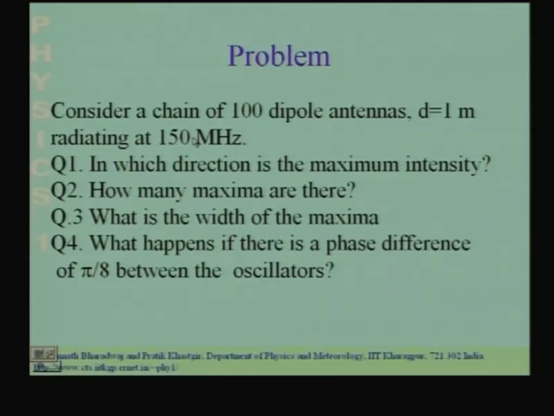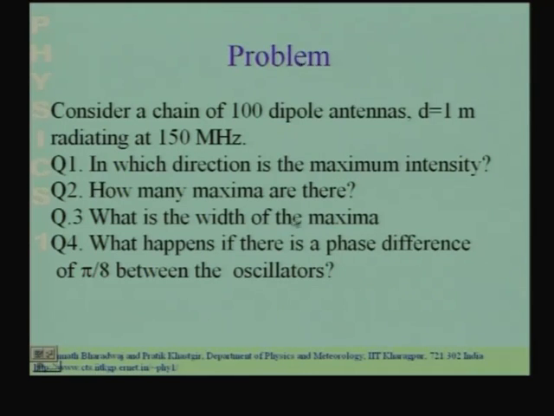frequency of 150 megahertz. So, all the oscillators are being fed with a signal with an oscillating current, which is oscillating at 150 megahertz, same phase. So, all the dipole antennas are oscillating with the same phase. So, they are all radiating with the same phase. The first question is, in which direction do we have the intensity maxima? So, in which direction is the maximum intensity? The second question is, how many such maxima are there? We have seen that there could be more than one maxima. So, how many such maxima are there?